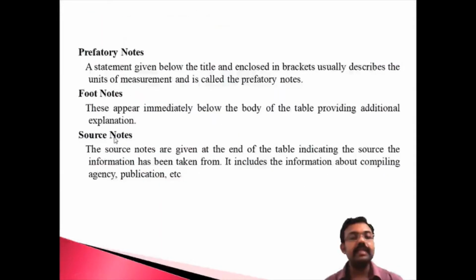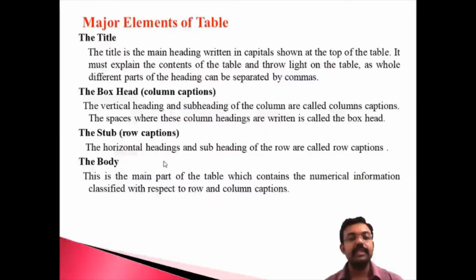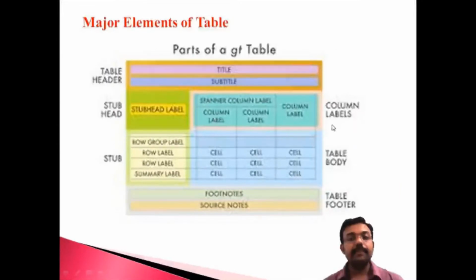The stub means row. The stub is the row wise arrangement. We can see this row wise arrangement, and the term is known as the row captions. This is the column caption and this is the row caption. So the column caption is known as the box head, and the row caption is the stub.